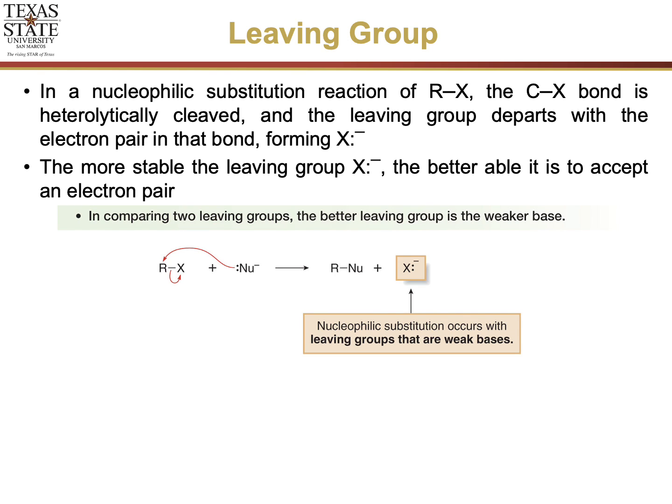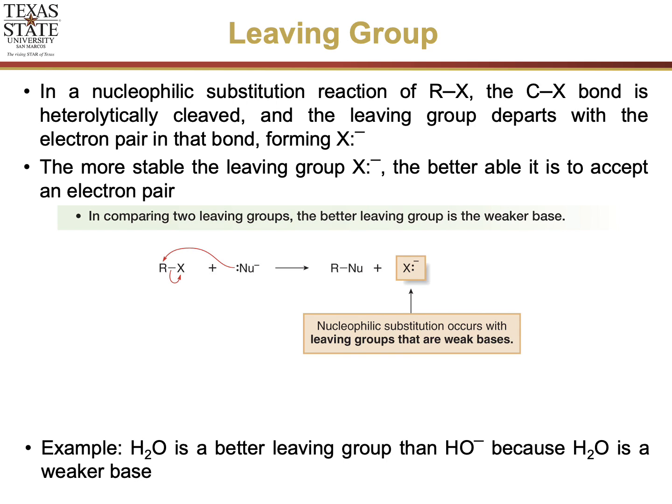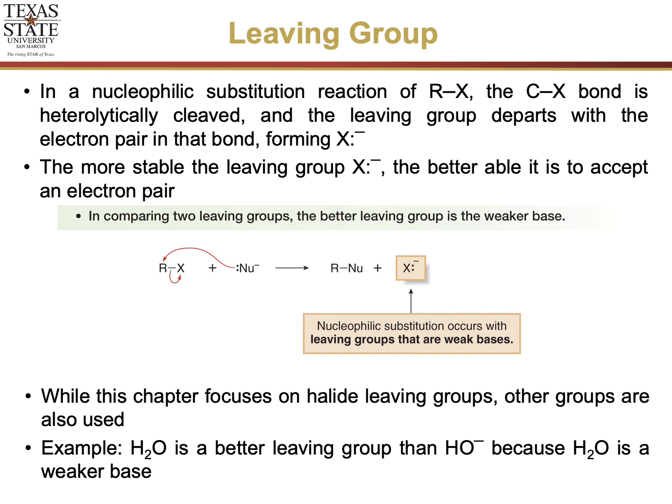When we're comparing two leaving groups, the better leaving group is the one that is the weaker base. If we think about our conjugate acids and look at our conjugate acid scale, the weaker base is always the better leaving group. So when we're comparing leaving groups, we can look at that base strength. For example, water is a better leaving group than hydroxide because water is the weaker base. Right now we're going to focus on halogens as leaving groups, but other groups can be used, and we'll look at those as neutral leaving groups or other leaving groups.